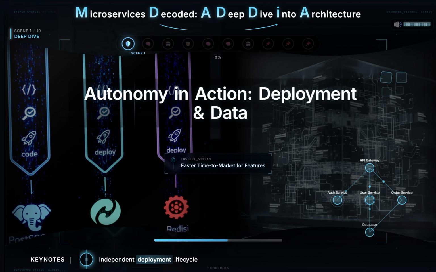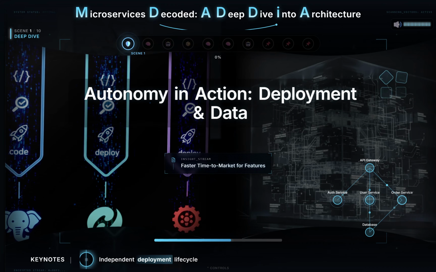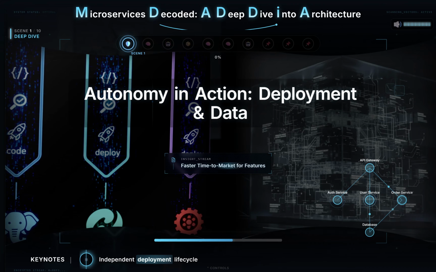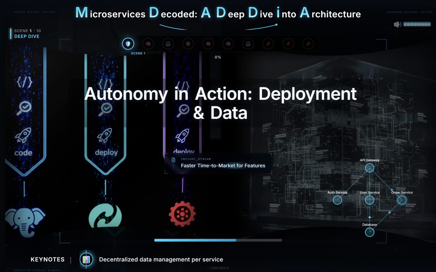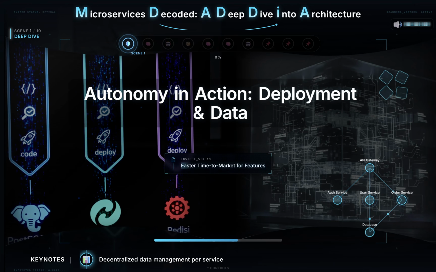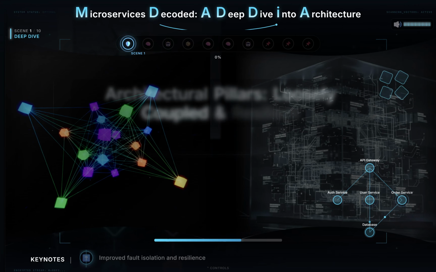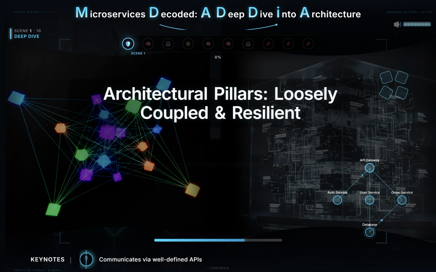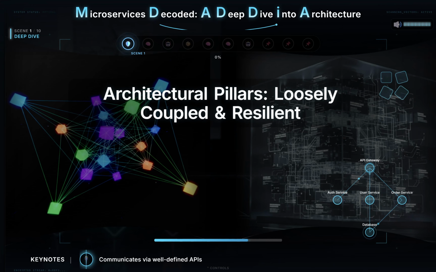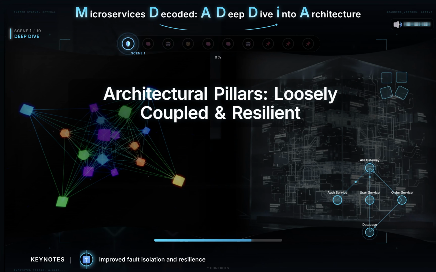This autonomy extends to data management too. Each microservice owns its data store, ensuring true isolation and preventing unintended side effects across service boundaries. No more shared databases turning into a tangled web of dependencies. Instead, we embrace decentralized data management, allowing each brick to optimize its persistence layer for its specific needs. Ultimately, a well-architected microservice system is a collection of loosely coupled, highly cohesive services, each communicating via well-defined APIs.